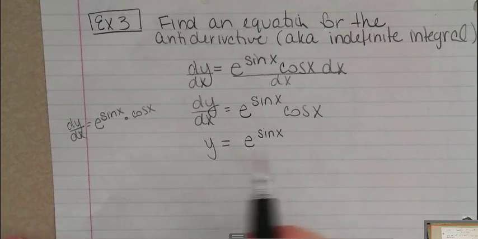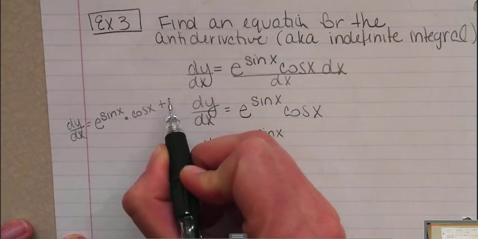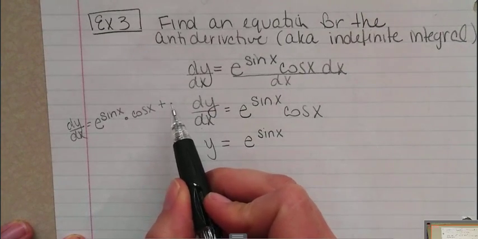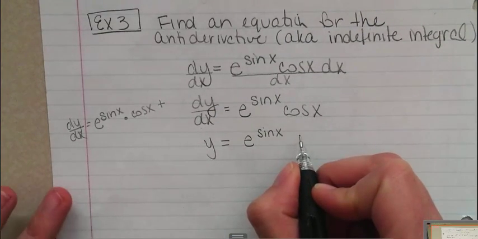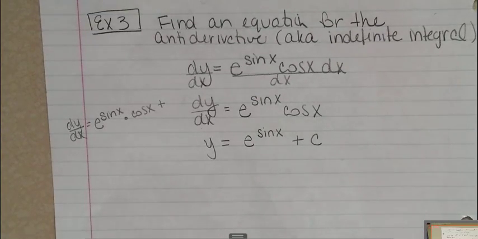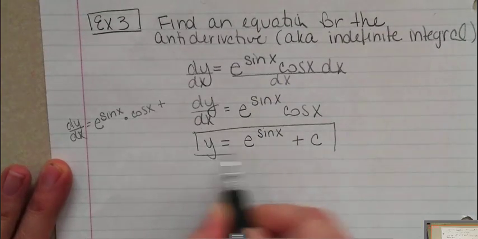Could there have been something else here, however? Of course, there could have been a constant, right? If it had been plus 2 or whatever, and I had taken the derivative of that, it would end up being 0. So we need to definitely put in there that we potentially could have had a constant. Okay, so pretty easy stuff there. Pretty nice review.